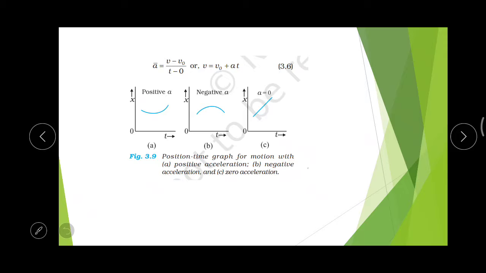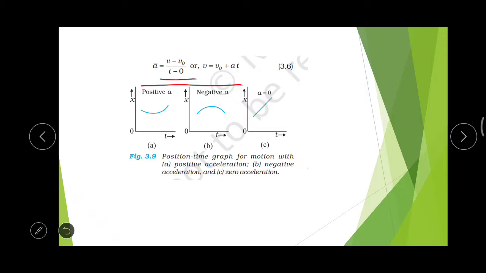Now let us consider a body which starts its motion at 0 seconds with an initial velocity v0, and after a time t seconds, it gained a velocity of v. You know that average acceleration a is equal to v2 minus v1 divided by t2 minus t1. Here it is v and v0, so v minus v0 divided by t2 minus t1. Here the t2 value is equal to t and the t1 value is equal to 0. So t minus 0, which is equal to v minus v0 by t.